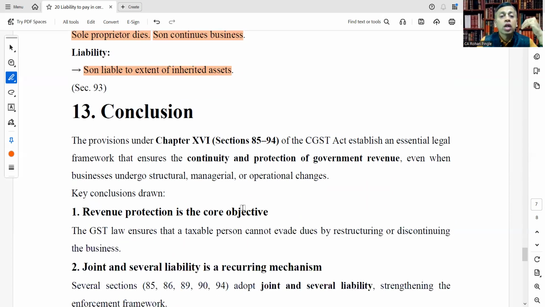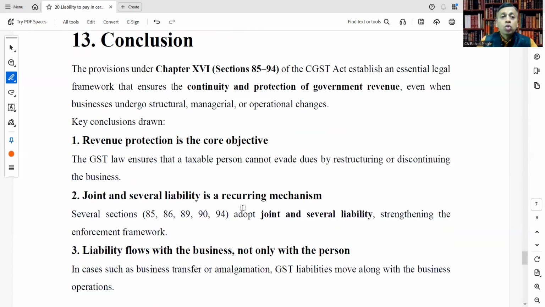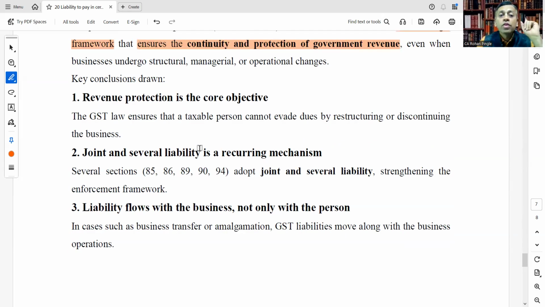end of the session, conclusions that can be drawn from today's learning. So the provisions under Chapter 16, that is sections 85 to 94 of the CGST Act, establish an essential legal framework that ensures the continuity and protection of government revenue even when businesses undergo structural, managerial, operational changes. Let's see key conclusions that can be drawn. First, revenue protection is the core objective.